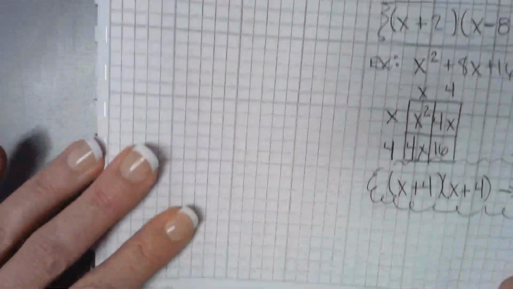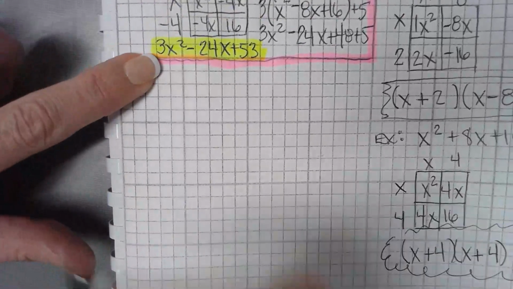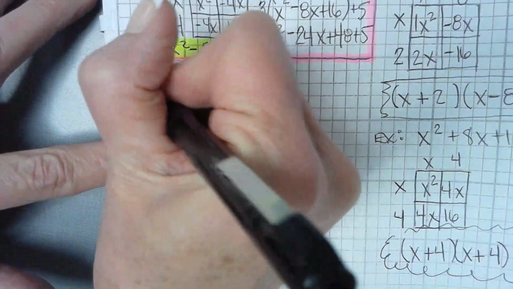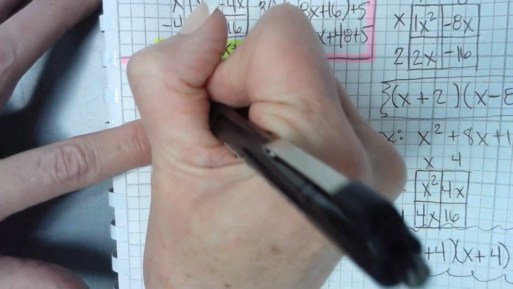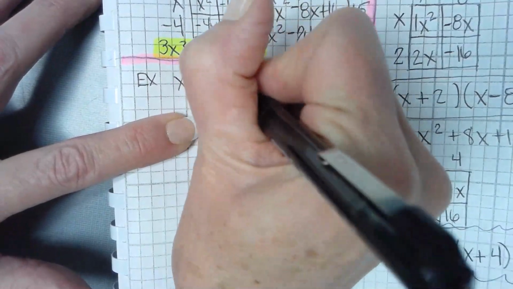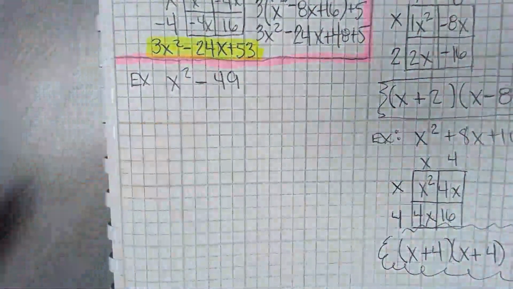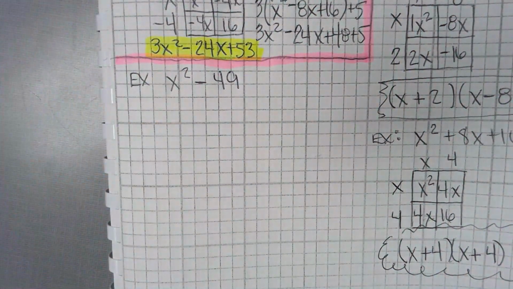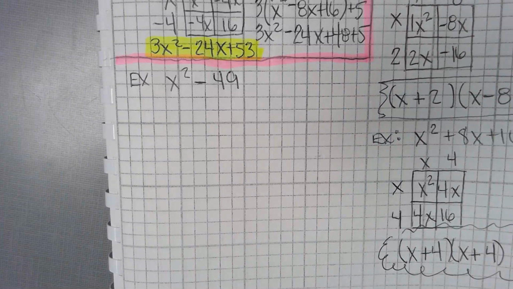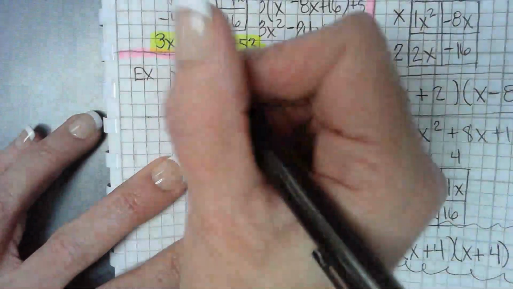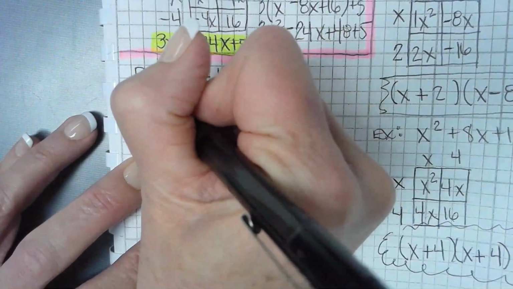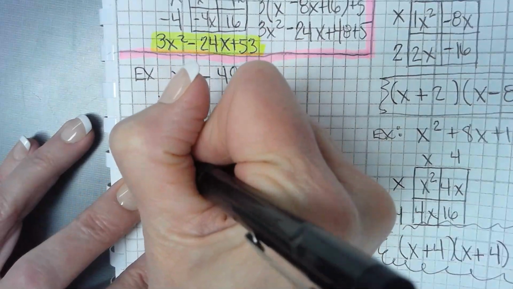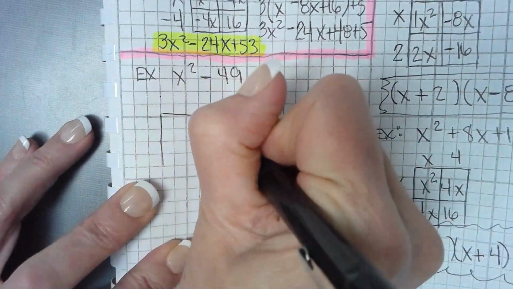I am out of room. I'm just going to come up here. Okay. X squared minus 49. Okay, so I'm going to leave me a little bit of room. I'm going to set up my 2x2 box.